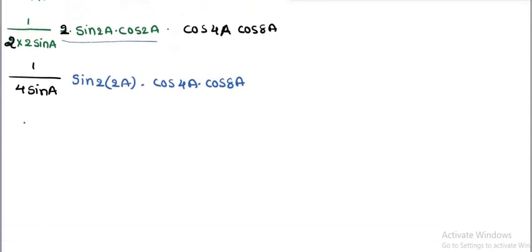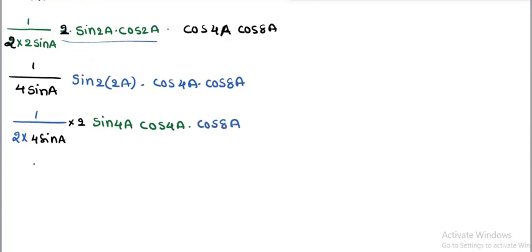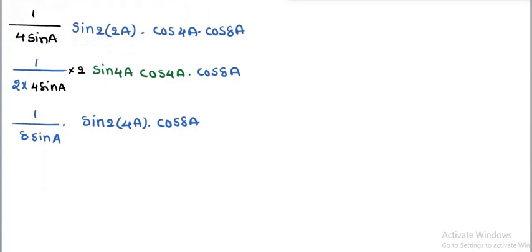Next, so 1 by, I will also take 2 into 4 sin A into 2, 2 into 2 is 4, sin 4A cos 4A, 2 sin 4A, 2 is taken, cos 8A, so 1 by 8 sin A, 2 sin A cos A, sin 2A, A is replaced by 4A, cos 8A. Same, I will take the same, 2 by 2 is taking.